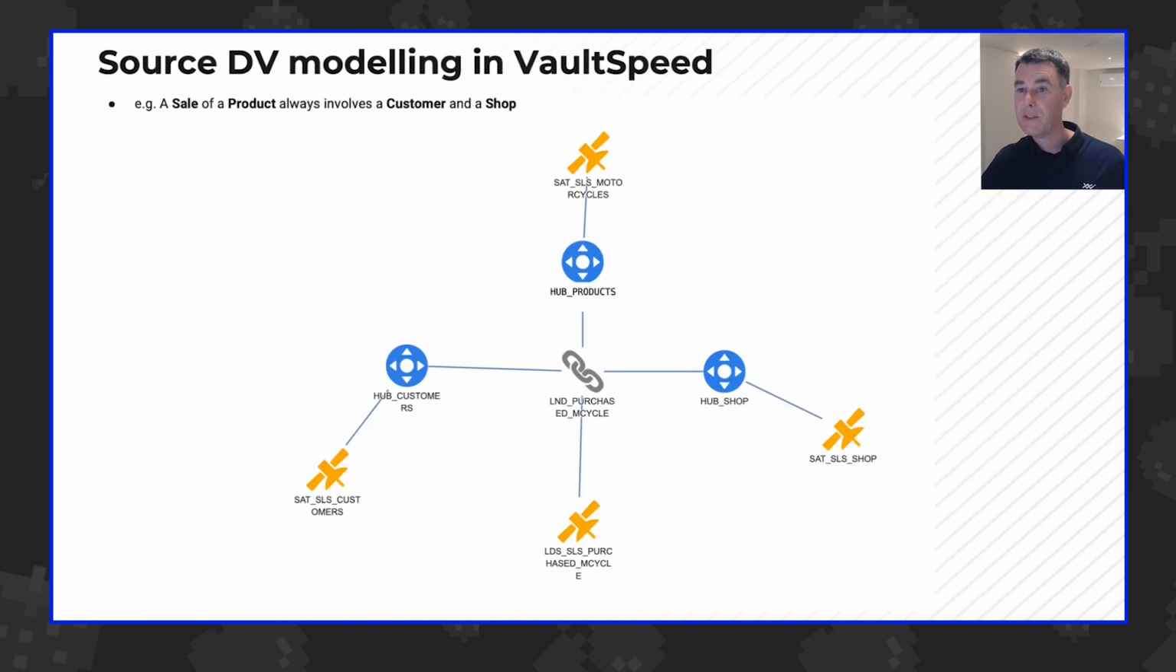So let's have a look at a simple example. We've got a business process here of a sale of a product involving a customer and a shop. As you can see, our hubs represent those business concepts: customers, products, and shops. They are linked together with the link object here. Each of the hubs has a satellite which stores the data and historizes it. There's also a satellite off the link that records the details of the sale.